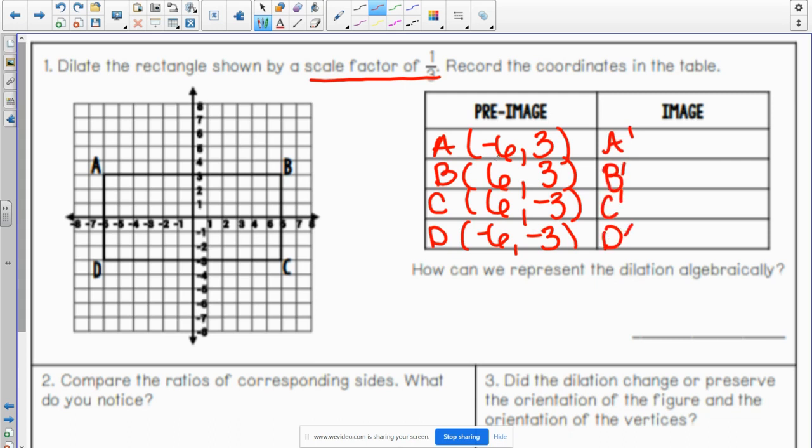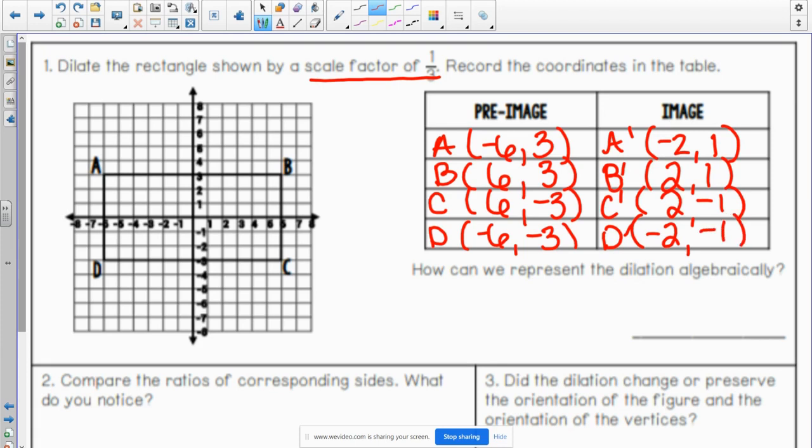So 1/3 times -6 is -2. 1/3 of 3 is 1. 1/3 of 6 is 2. 1/3 of 3 is 1. 1/3 of 6 again is 2. 1/3 of -3 is -1. And 1/3 of -6 is -2. 1/3 of -3 is -1.